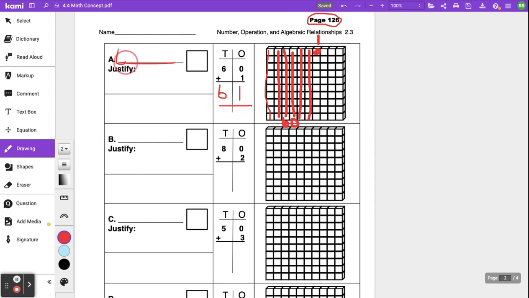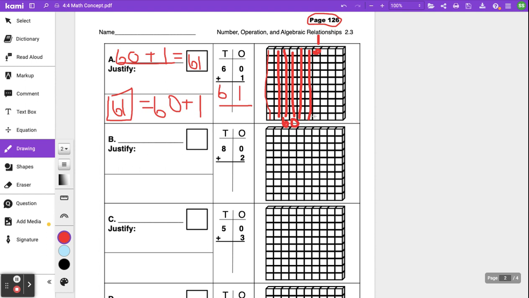So we're going to write it over here. 60 plus 1 is, here's the answer box, 61. And there it is. I can write it the other way. Answer box, 61 equals 60 plus 1.